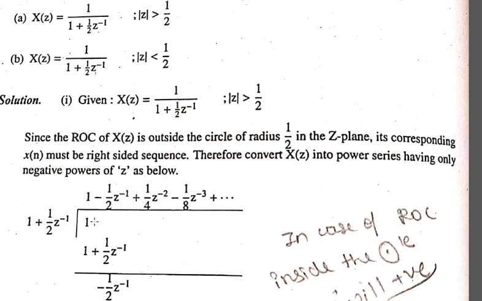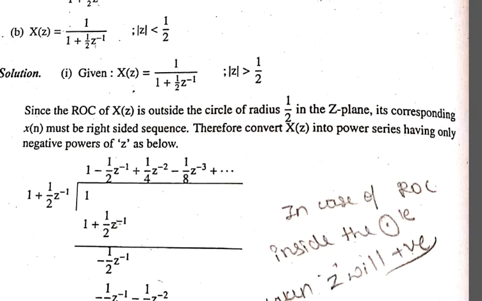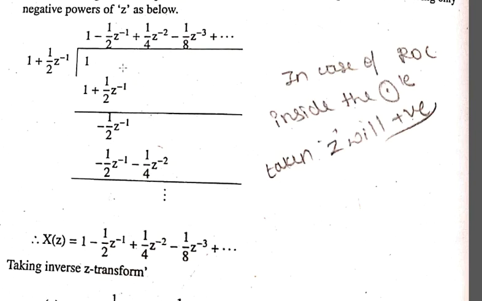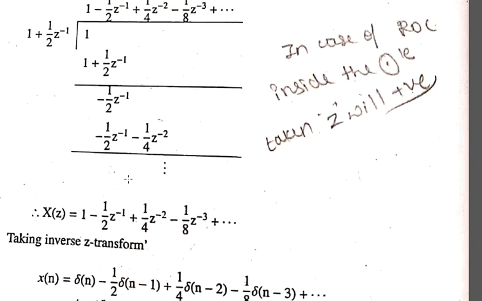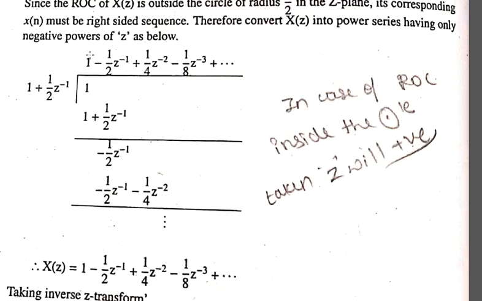So in this fashion, 1 plus 1 by 2 z raised to minus 1, similarly it is being continued, and we go on getting 1 minus 1 by 2 z raised to minus 1 plus 1 by 4 z raised to minus 2 minus 1 by 8 z raised to minus 3, and so on. Then x of z is nothing but whatever we get as the result of this division. We may go up to 4-5 steps and we'll write this as it is: 1 minus 1 by 2 z raised to minus 1, and so on.